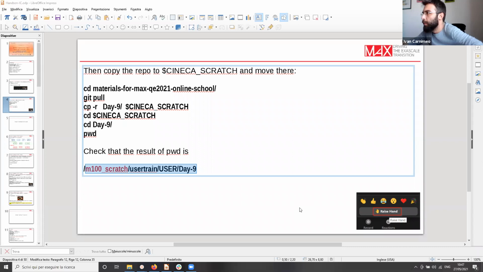If cp is not working, the warning is that it is cp -r, because you are copying the entire directory. So don't forget this -r. Otherwise, it will tell you that it's not working because it cannot find files.